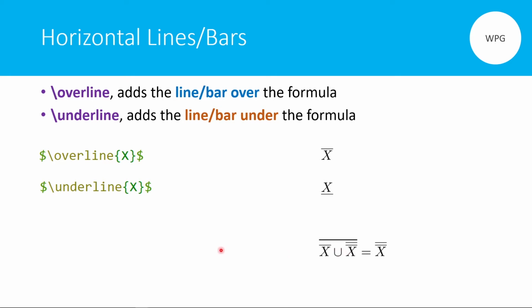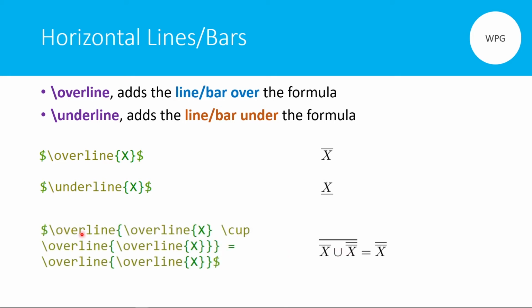To write this in LaTeX, use overline, and in the first curly brackets write the complete expression of the left hand side. Overline of X, union symbol is cup, C-U-P, cup, and double bars with X. Overline X, and equal sign, then double bars X.